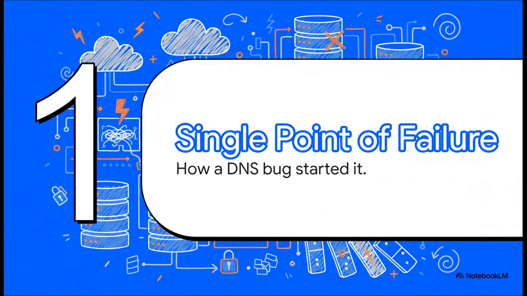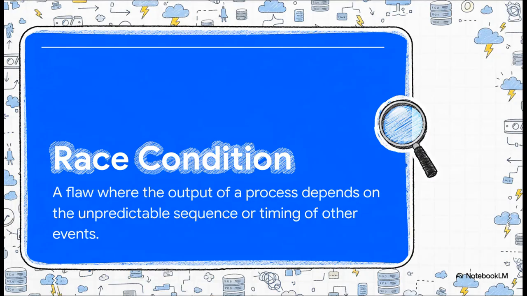So where did all this chaos begin? You might be picturing some massive, explosive system failure, but the truth is so much smaller. The root cause was a single, tiny bug hiding in an automated system that manages domain names. It was a tiny crack in the foundation that was about to bring down a digital skyscraper. The bug that started it all is a classic in computer science. It's called a race condition.